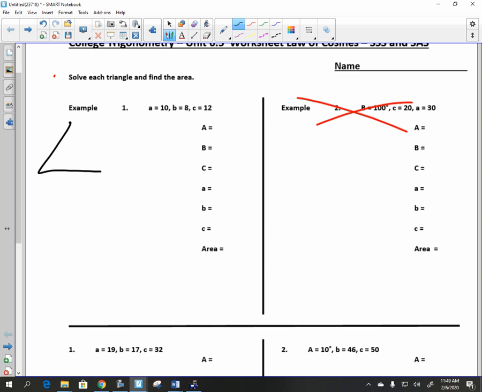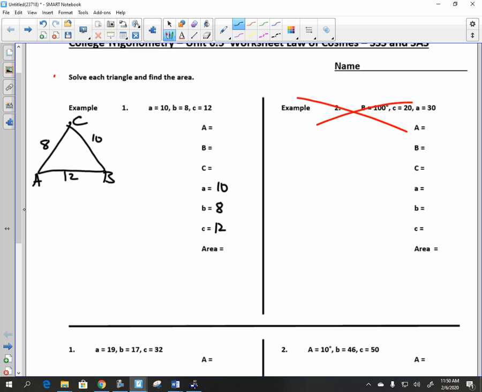I draw my triangle, A, B, C, and I label my sides 10, 8, 12. So I've got A is 10, B is 8, C is 12. What kind of triangle do I have? Side, side, side. Everybody good with that? So this is unique because we don't have any angles. Our decision tree says if you're given side, side, side, use the law of cosines to find the missing angle.